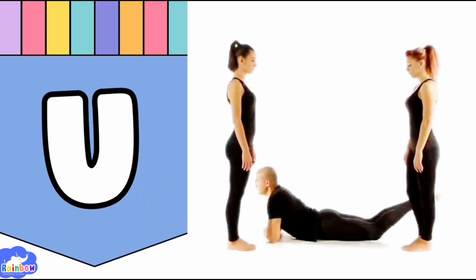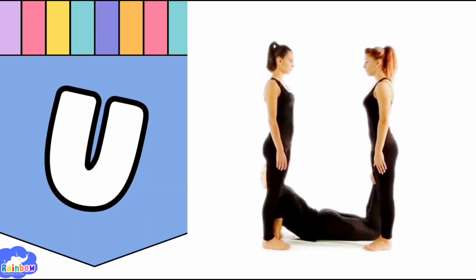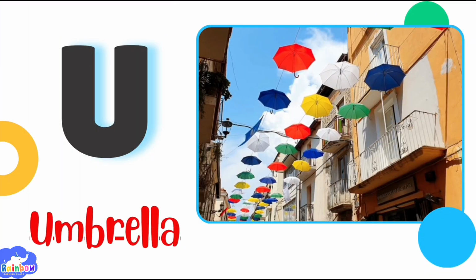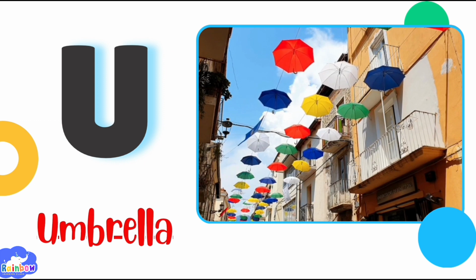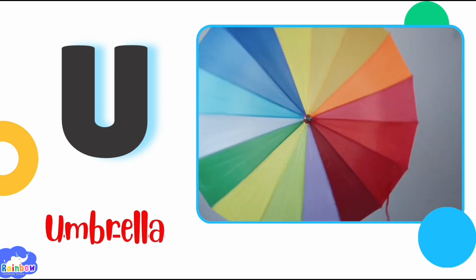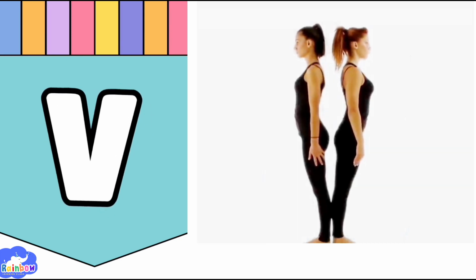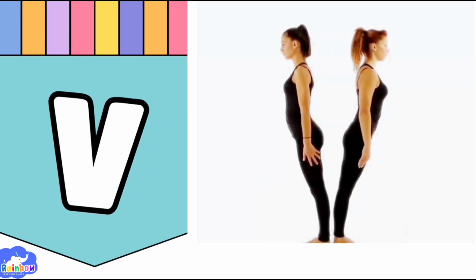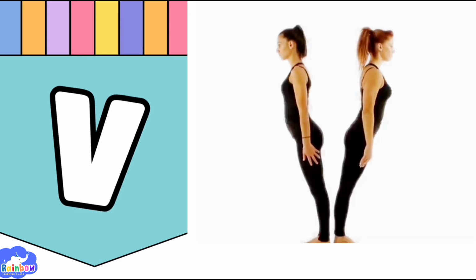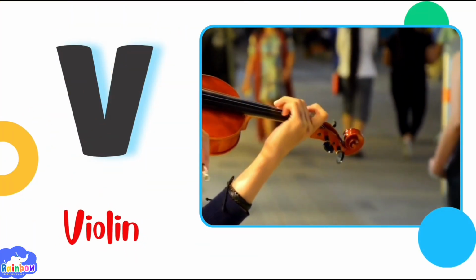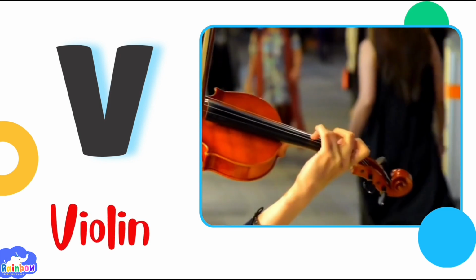U. U. U is for umbrella. Umbrella. V. V. V is for violin. Violin.